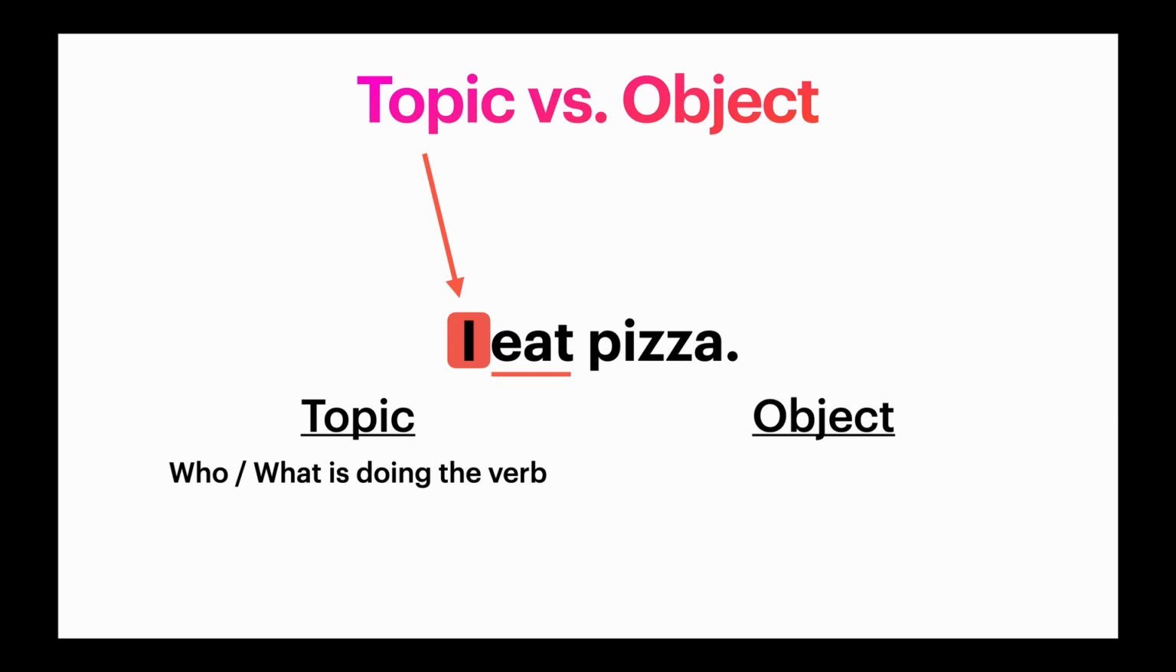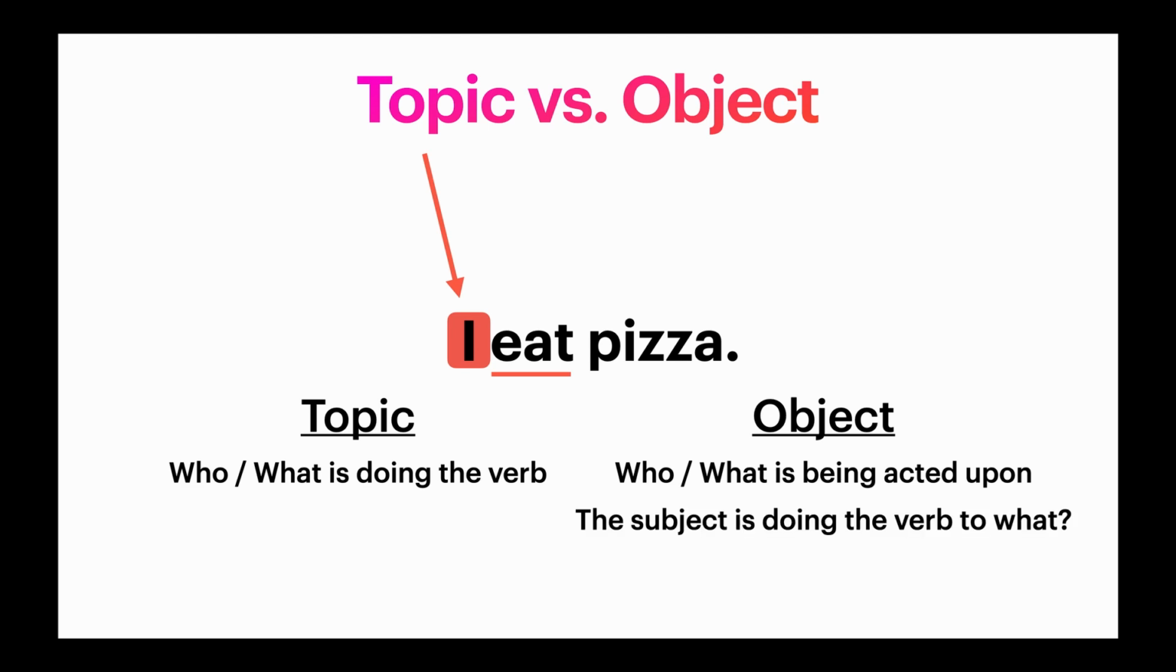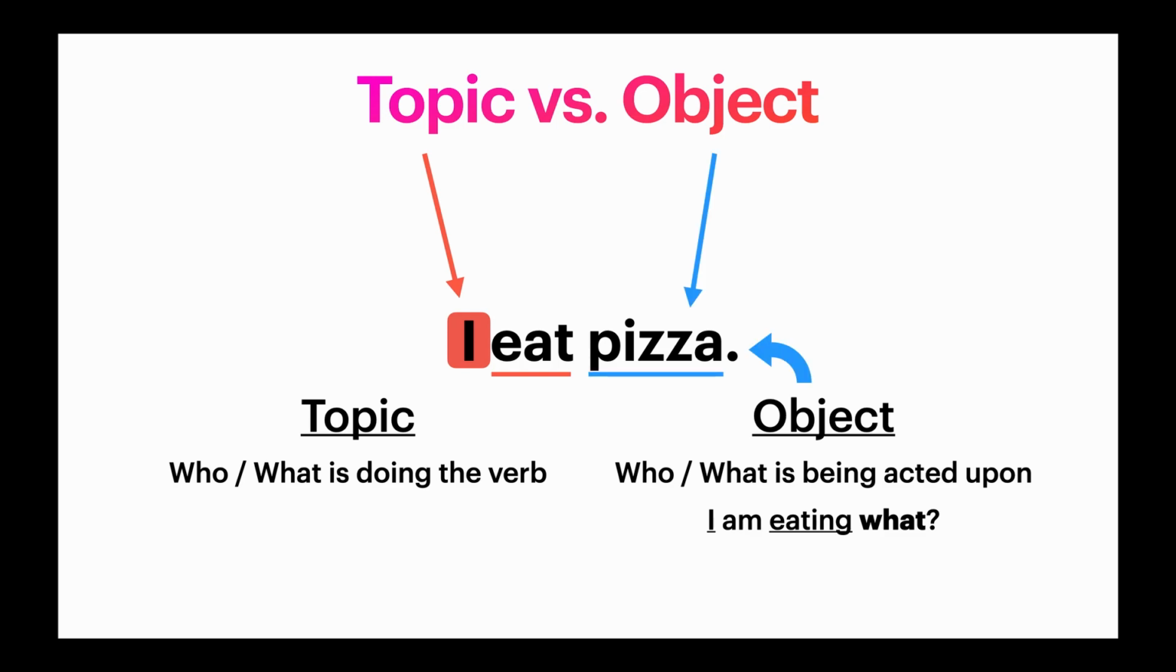As for the object, it is who or what is being acted upon by the subject doing the verb. So the subject is doing the verb to what? That makes absolutely no sense with no context, I know, but in this particular sentence, I eat pizza, you could just think of it as I am eating what? I am eating pizza. Pizza is the thing being eaten. Pizza is the thing being acted upon. So pizza is the object of the sentence.